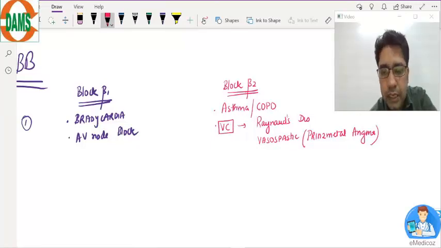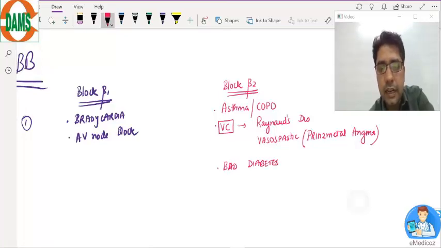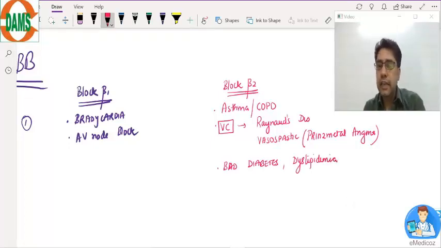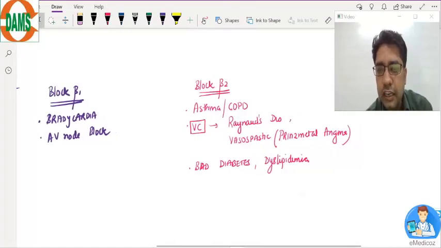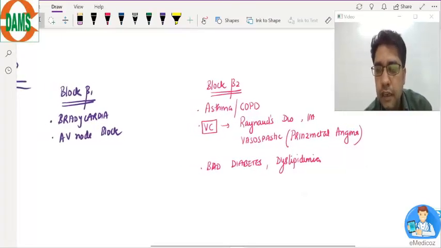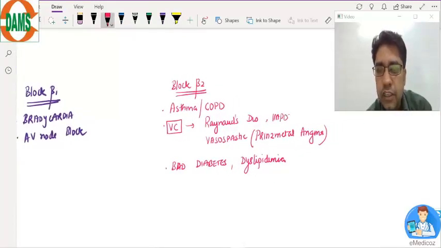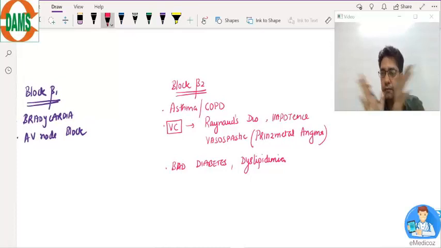And if you will block beta 2, because of this reason, they are bad for diabetes and they are bad for dyslipidemia, which I think we have already discussed. Just one point we have left. Vasoconstriction can lead to impotence also. Erectile dysfunction we have discussed. Vasoconstriction in corpus cavernosum.